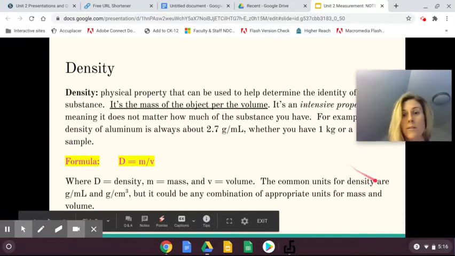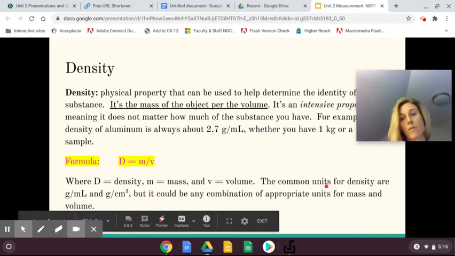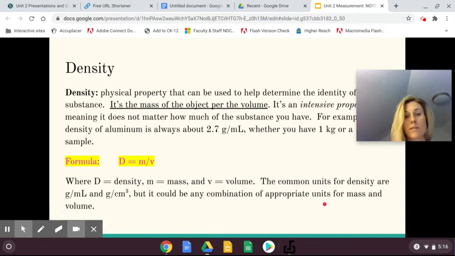The common units for density are grams per mil and grams per cubic centimeter. By the way, cubic centimeter is equivalent to milliliter. So these are the most common ones that you probably will see, but you could see any combination of appropriate units for mass and volume, like kilograms over liters or kilograms over cubic meters.